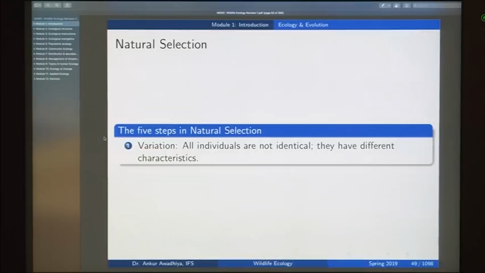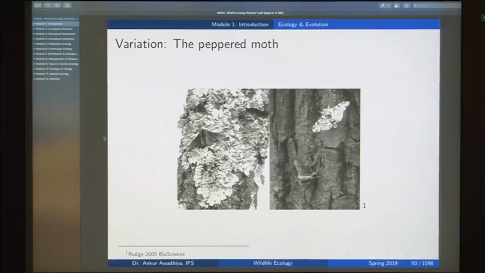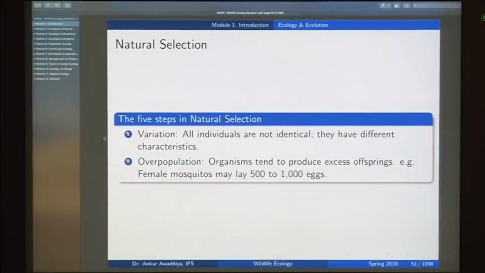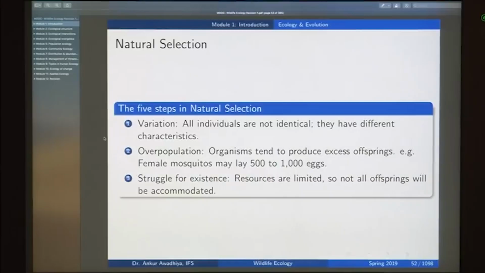Then there are 5 steps in natural selection. It begins with variation. Different individuals in a population are different, they have different characteristics. We looked at the peppered moth, which has 2 different colors. Then there is overpopulation. Organisms tend to produce an excess number of offspring. Because you have an excess number of offspring, there is a struggle for existence, because not everybody will be able to get enough resources to survive and for their progeny to survive.